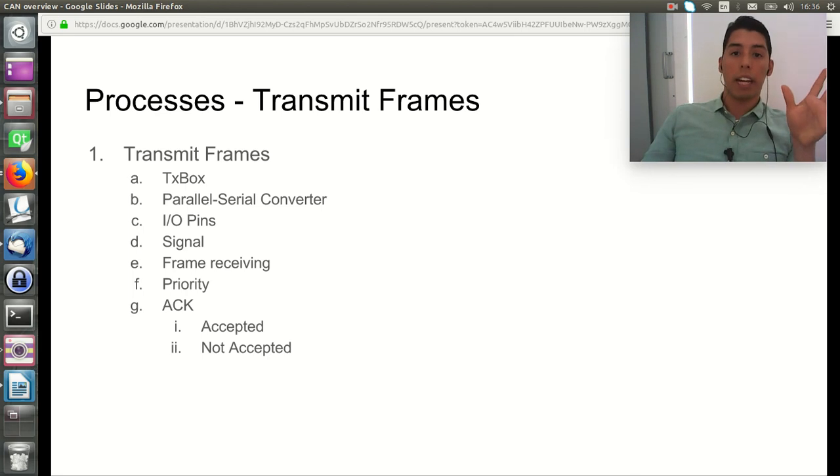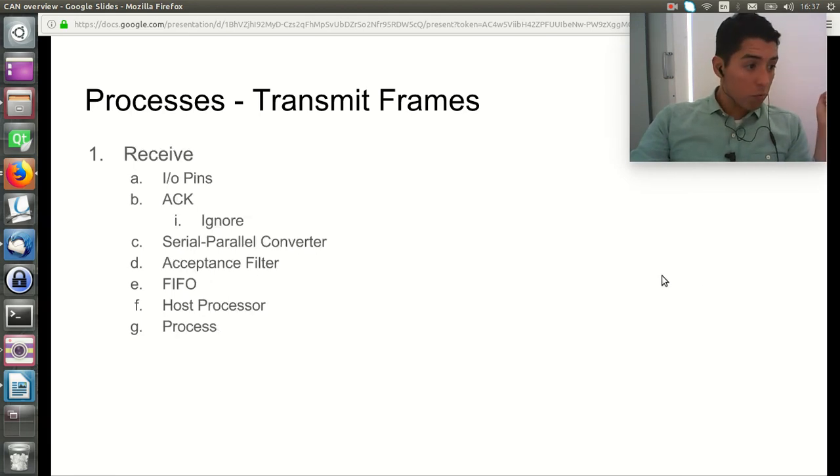The frame with the highest priority is dispatched first. Then the transmitter node waits for the ACK field that determines the acceptance of the frame. If that frame was accepted, then this node goes idle. If the frame wasn't accepted, the transmitter resends it.